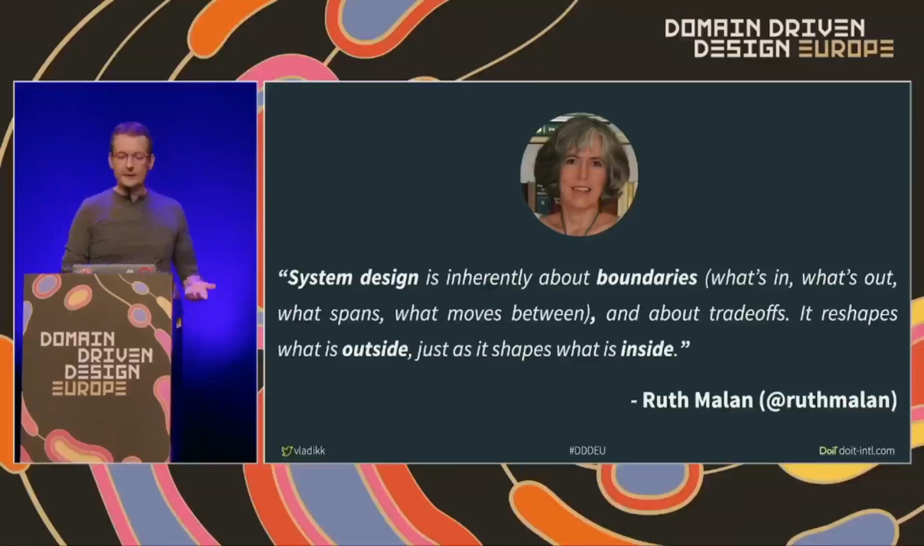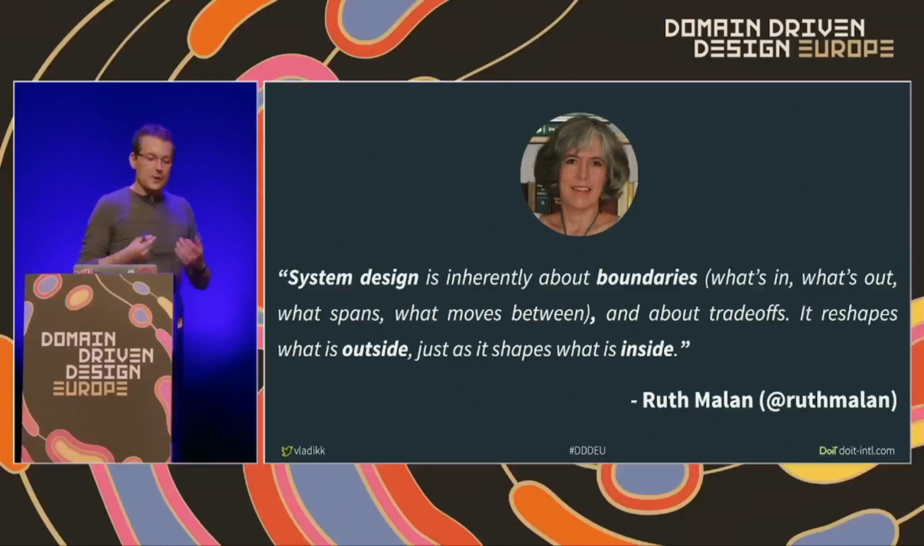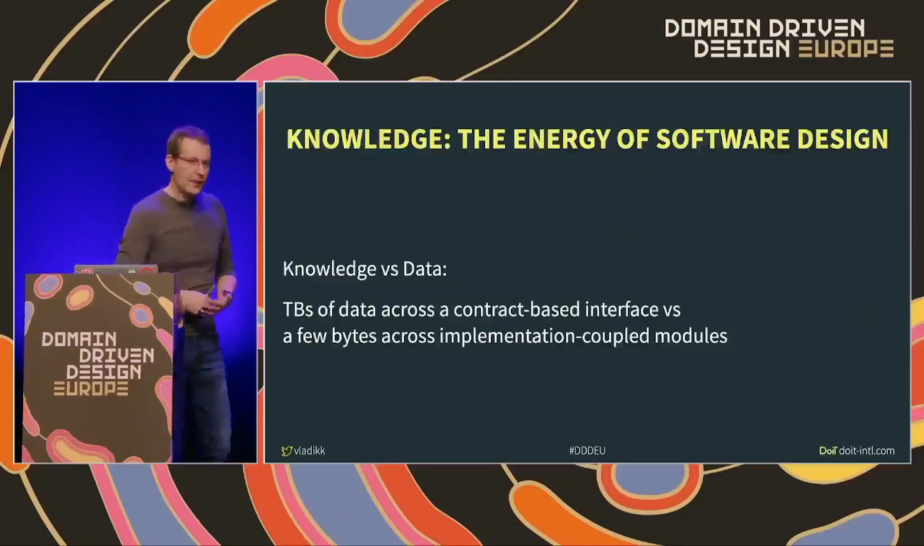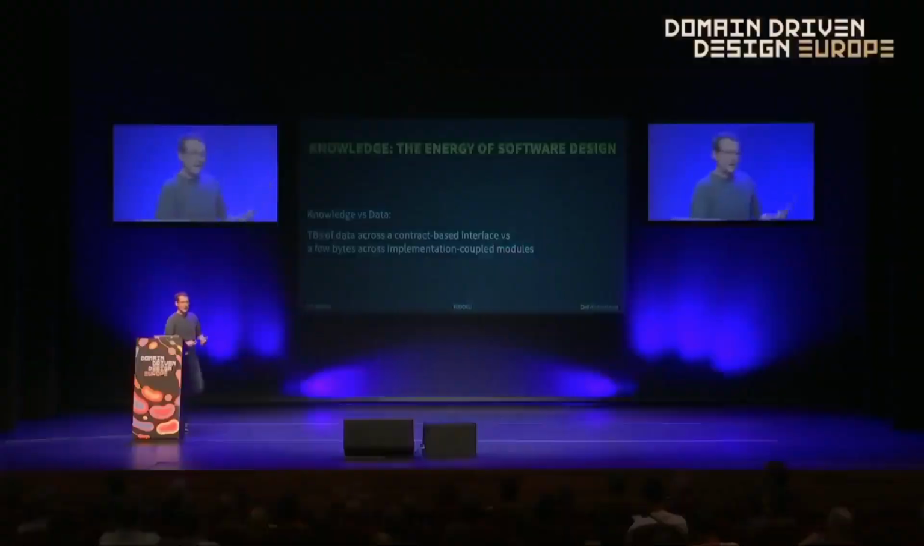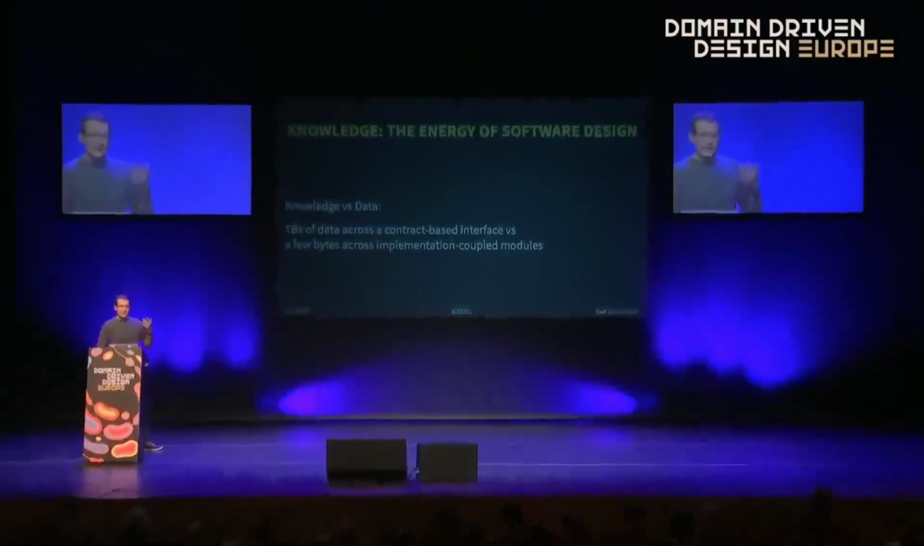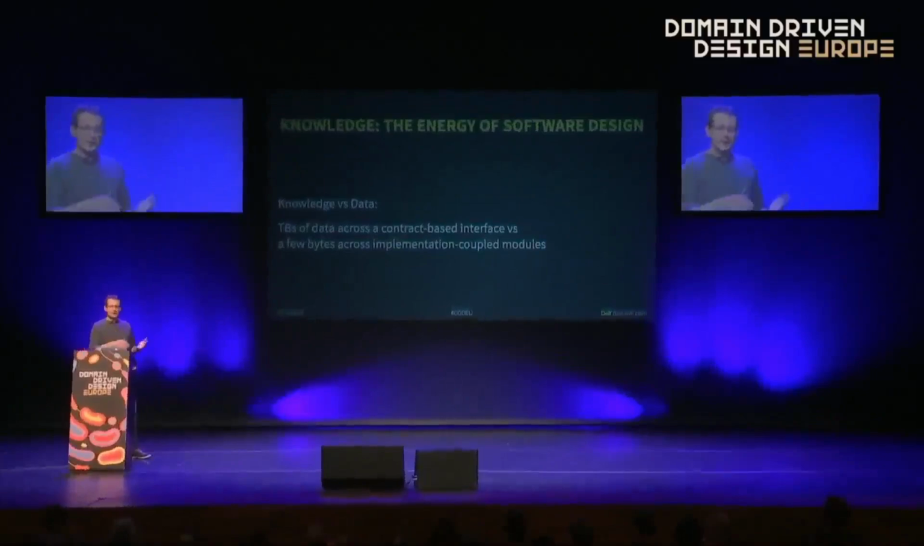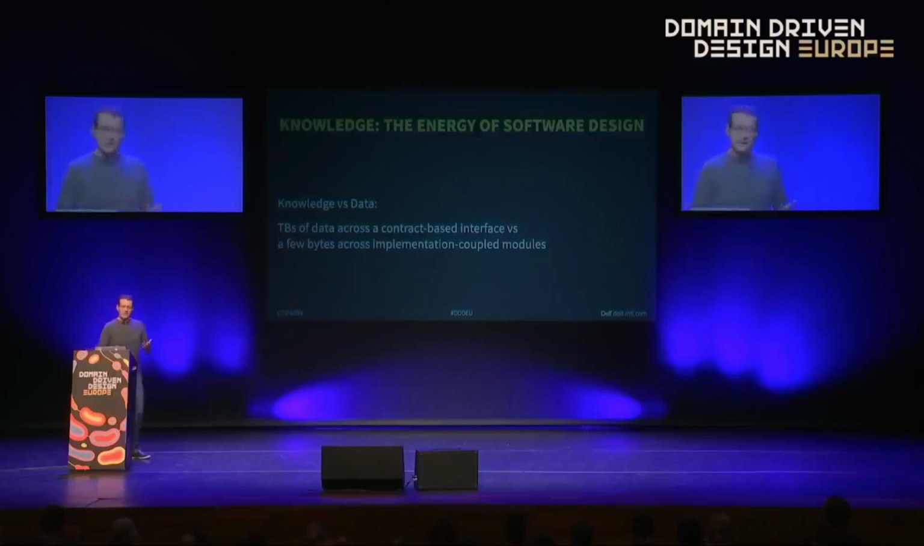As Ruth Malan famously said, system design is inherently about boundaries. Boundaries define how knowledge is flowing through a system and what kind of knowledge is shared between the different components. Now, going back to my previous question, two of the answers were data and information. So now we can compare them. Imagine sharing petabytes of data through a contract-coupled interface. It's going to expose way less knowledge than sharing a few bytes of data through an implementation-coupled interface. That's why software design pumps knowledge through the system.